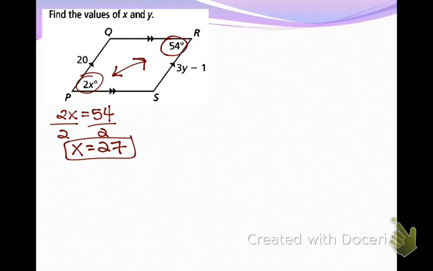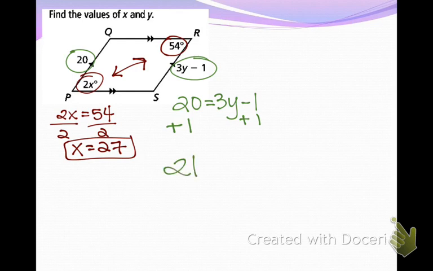And then the second, we have 3y minus 1. Is that a side, an angle, or a diagonal? A side, and it is across from 20. So they're going to be equal. So we solve, we add 1 on both sides. 21 equals 3x. So x equals 7.